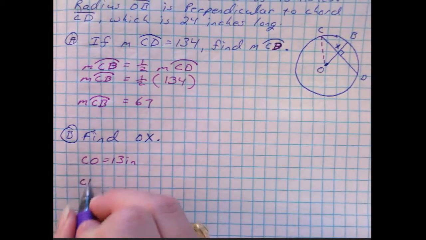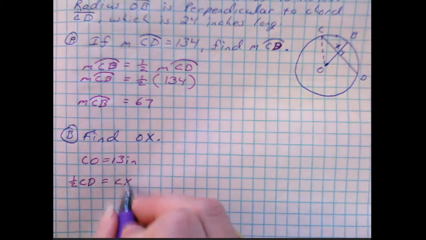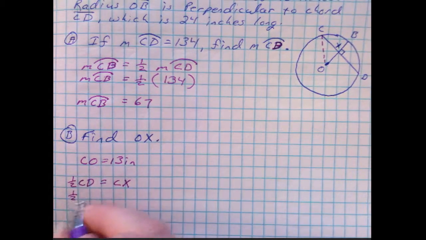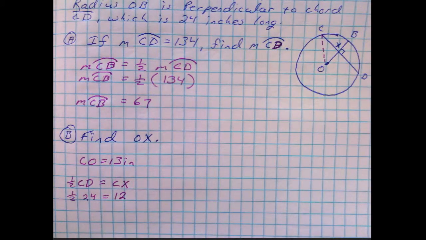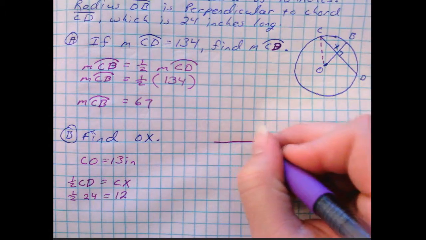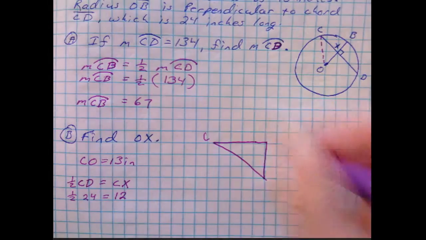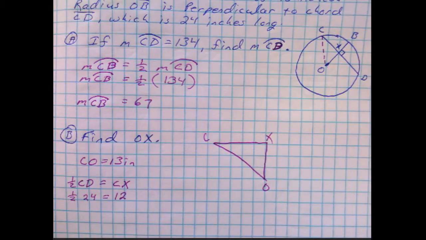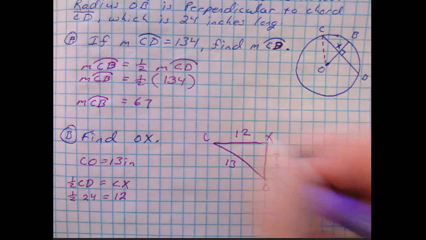So CD, half of CD is CX. One half of 24 equals 12. So CX is 12. I'm actually going to bring my triangle down here so it's a little easier to see what's happening. So this is C, this is X, this is O. We said CO was 13, we said CX is 12, and we're trying to find OX, which is this piece here. So we have a right triangle.